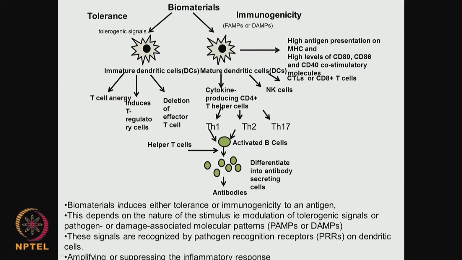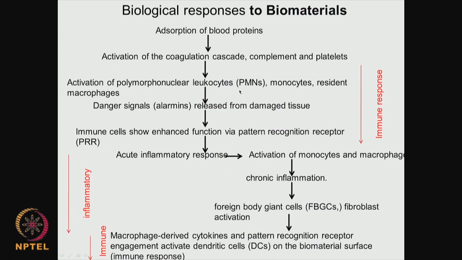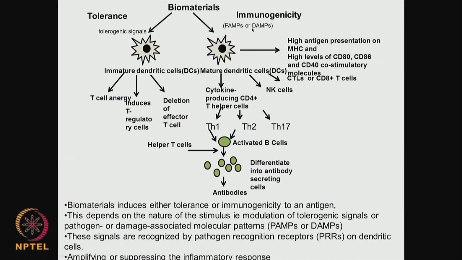Okay. Biomaterials induce either tolerance or immunogenicity. This is called the tolerance side, this is called the immunogenicity side. In the tolerogenic signals we have T cells induced, whereas in immunogenicity we are going to have polymorphonuclear cells, okay, high antigen presentation. So many steps are happening.